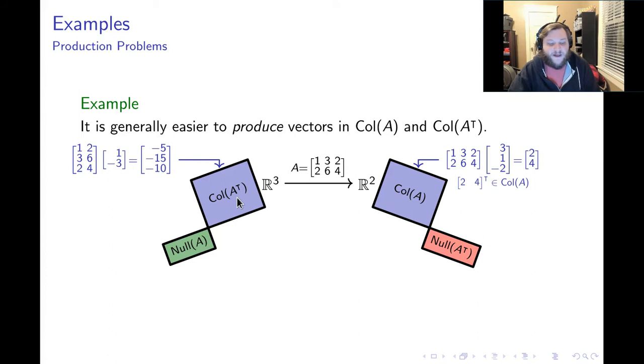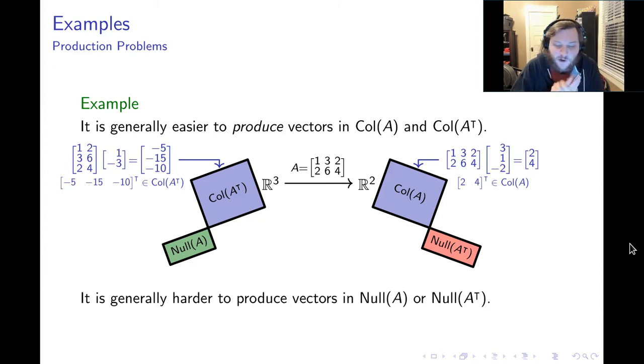What if I wanted to produce something in the row space? I do the same thing, except I transpose my matrix first. So to produce something in the row space, I take my matrix, transpose it, and then multiply by any vector. Here I'm multiplying the transpose of A by the vector 1, negative 3, and that produces the vector negative 5, negative 15, negative 10. This tells me that the vector negative 5, negative 15, negative 10 is in the column space of the transpose, which again is called the row space of the matrix. Great. So to produce something in the column space, just multiply your matrix by any vector, and whatever the result is is in the column space. To produce something in the row space, you multiply the transpose of your matrix by any vector, and whatever the result is a vector in the row space.